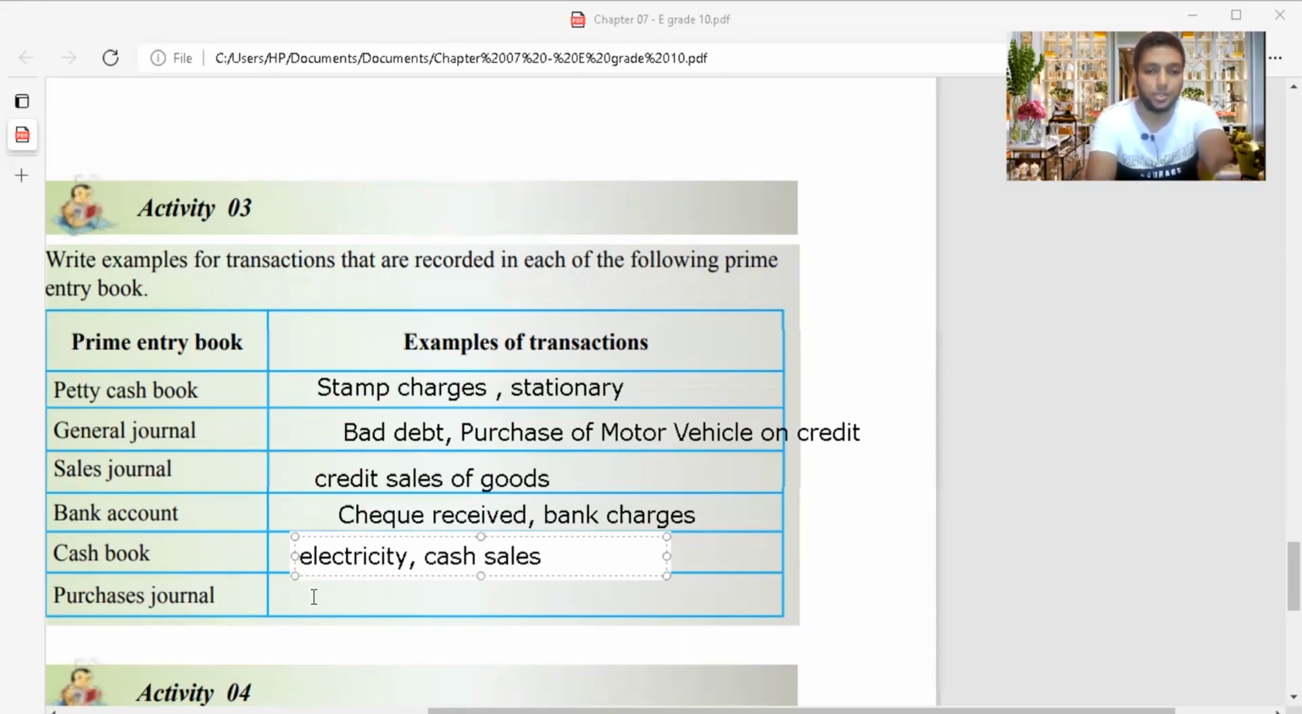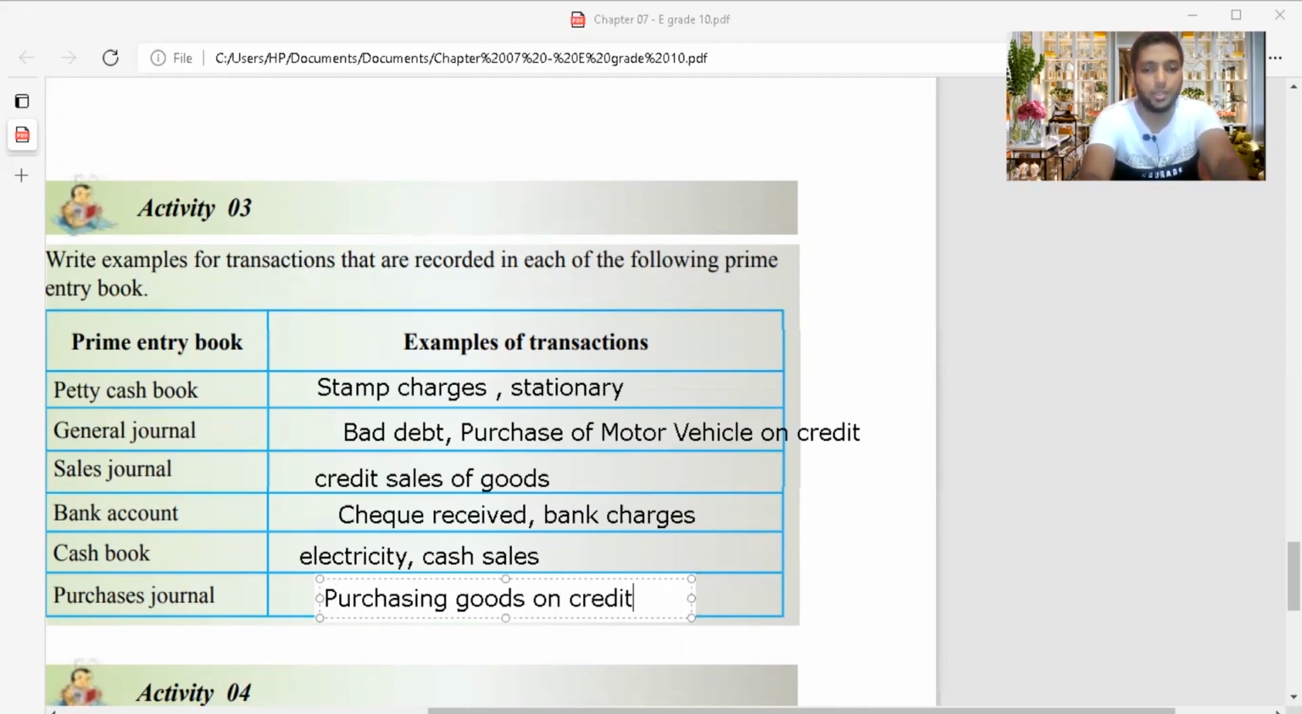Then when it comes to purchase journal, only one thing: purchasing goods on credit. So this is what the examiner is requesting from you. So I have given you the basement of knowledge on what you need to learn on activity 3. So let's move on to activity 4.